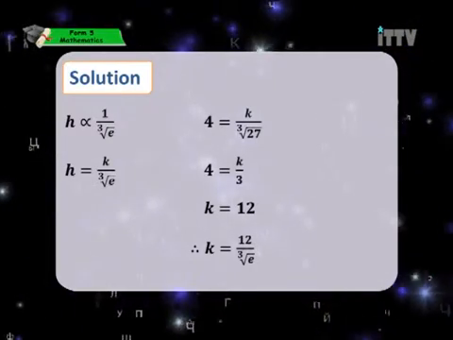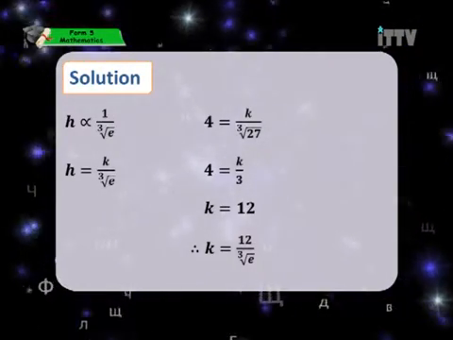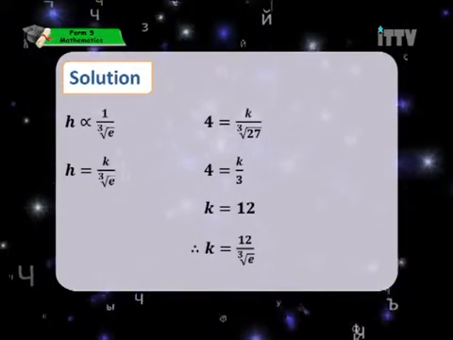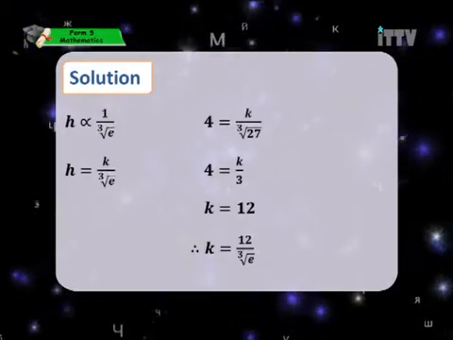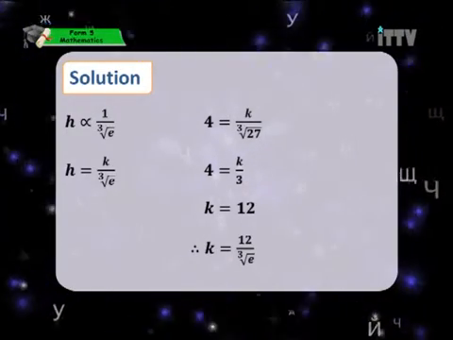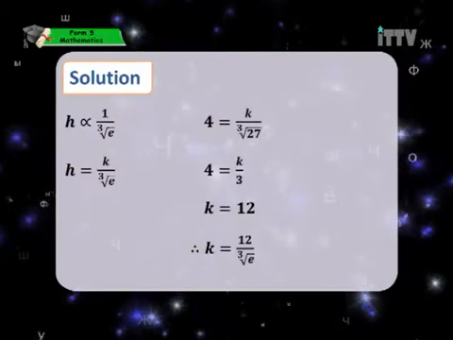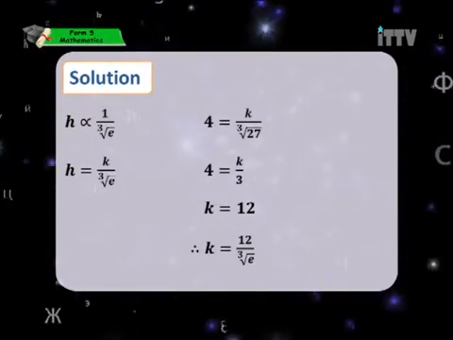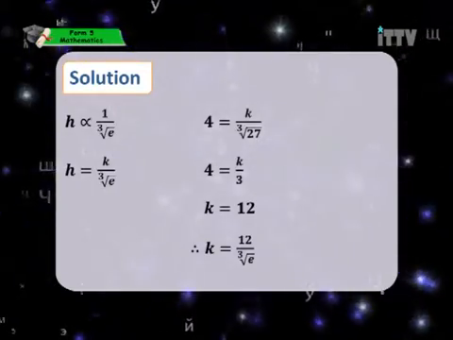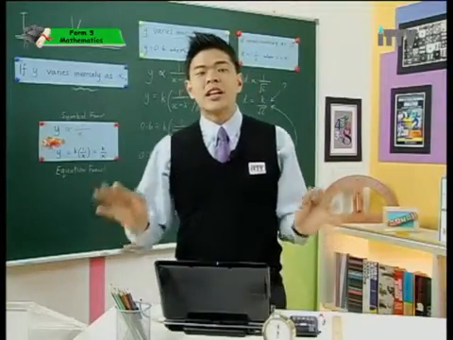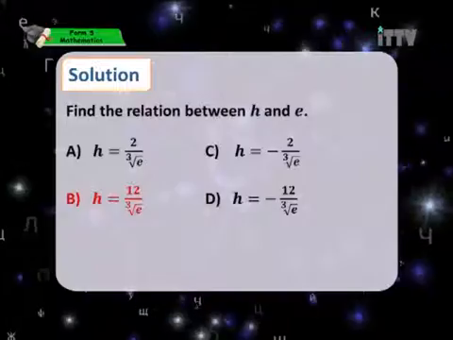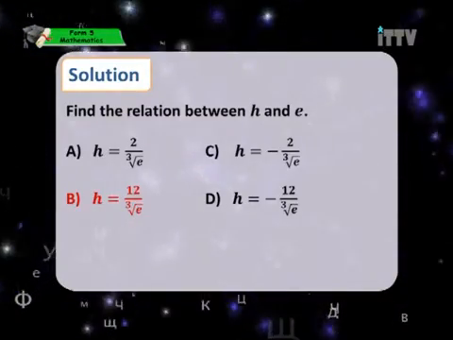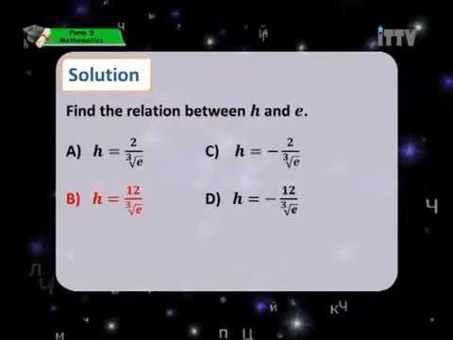So now, h varies inversely as cube root e. Change it to equation. h equals k over cube root e. Substitute values. 4 equals k over cube root 27. 4 equals k over 3. Value of k is 12. Therefore, h equals 12 over cube root e. So you can use any of those two values and they will give you the same value of k. So now the answer is B. h equals 12 over cube root e.